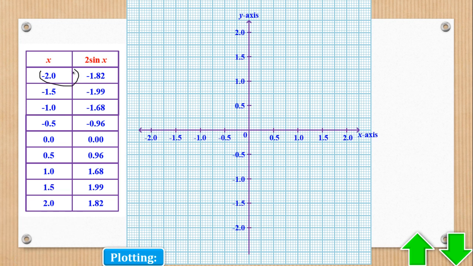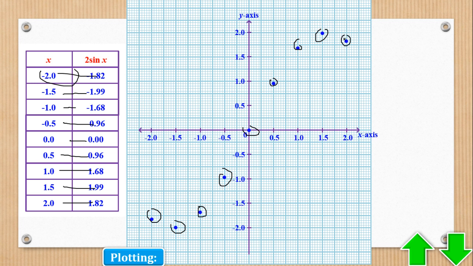So this corresponds with this. So we'll come and plot it. This corresponds with this. This corresponds with this. This corresponds with this. This corresponds with this. This corresponds with this. This corresponds with this. This corresponds with this. And this corresponds with this.